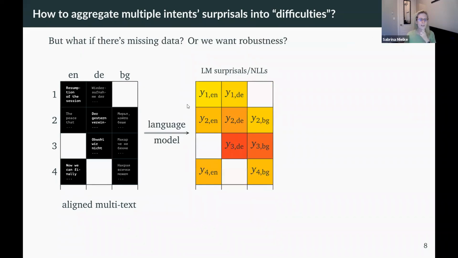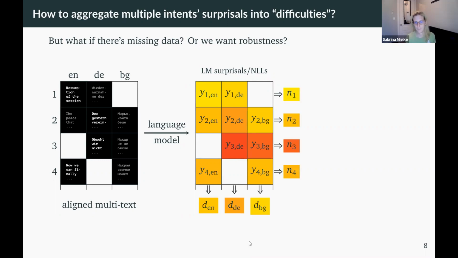But what if our matrix of sentences had holes? What if there's missing data? We could still just sum or average them, but it clearly doesn't make sense to. If you average across all the languages, well, German and Bulgarian are going to look hard because they have this really hard sentence in them, whereas English got off easy. So we need a mixed effects model to estimate not only the difficulty per language, but also the inherent surprisal, inherent uncertainty or length of an utterance that is going to be shared across all languages.